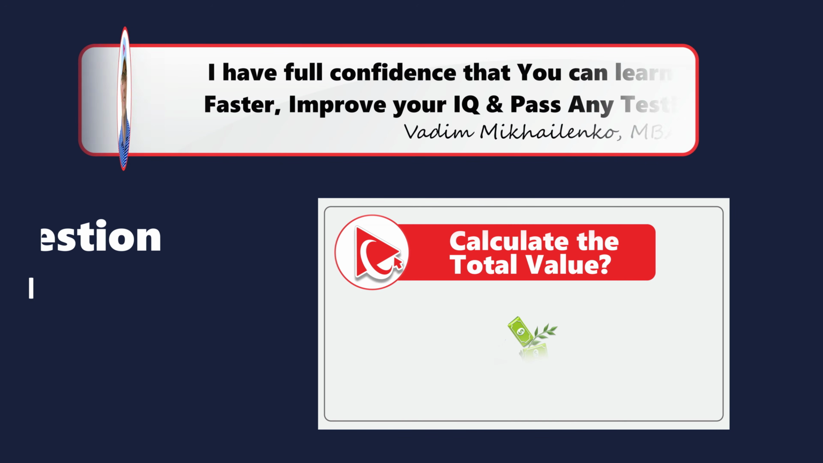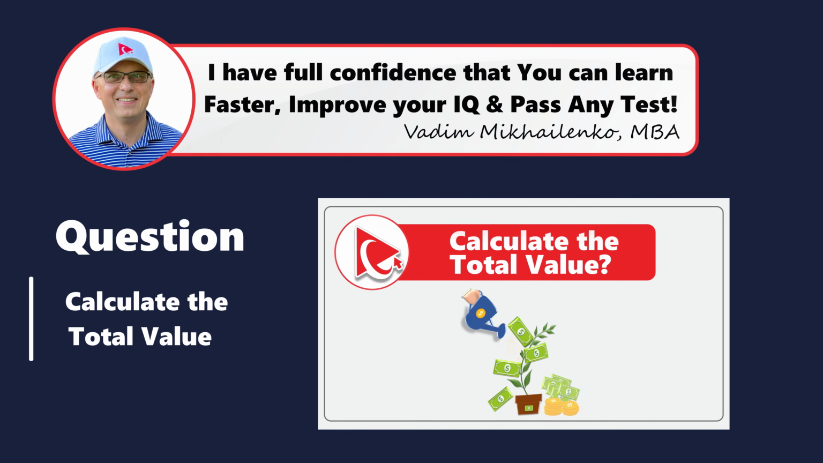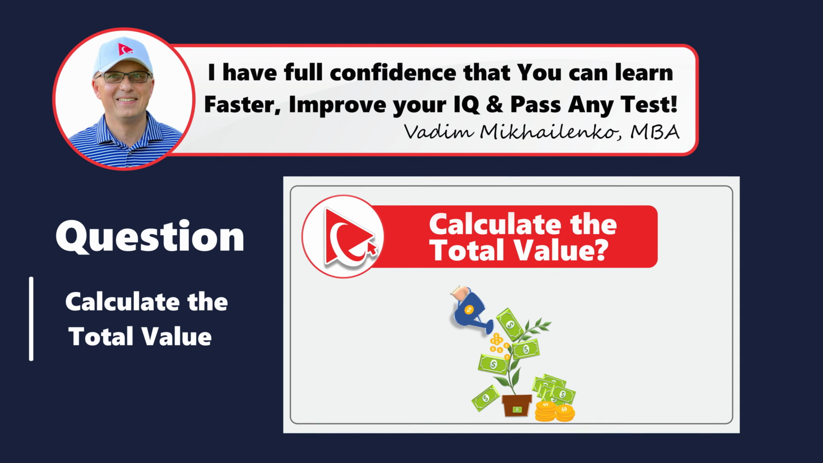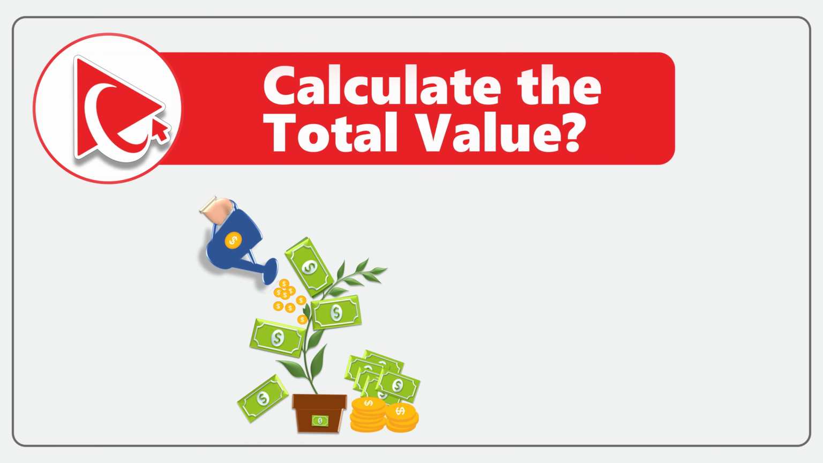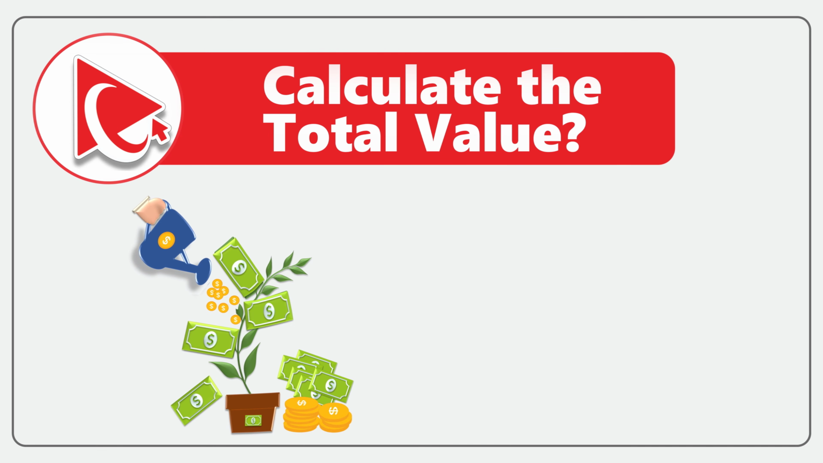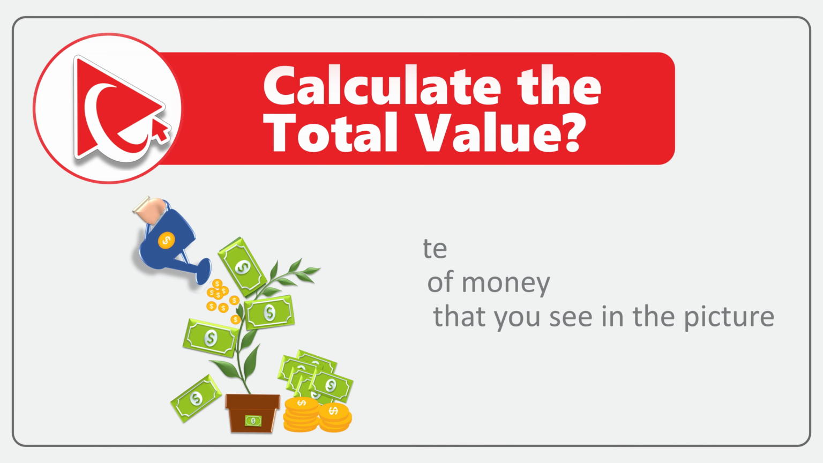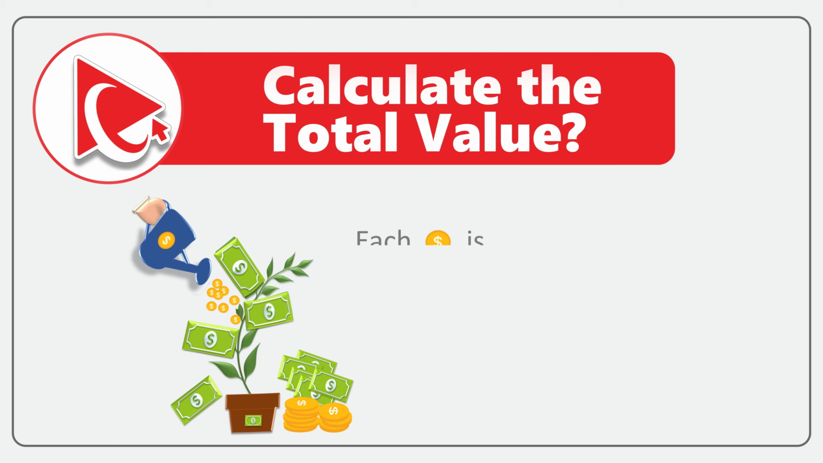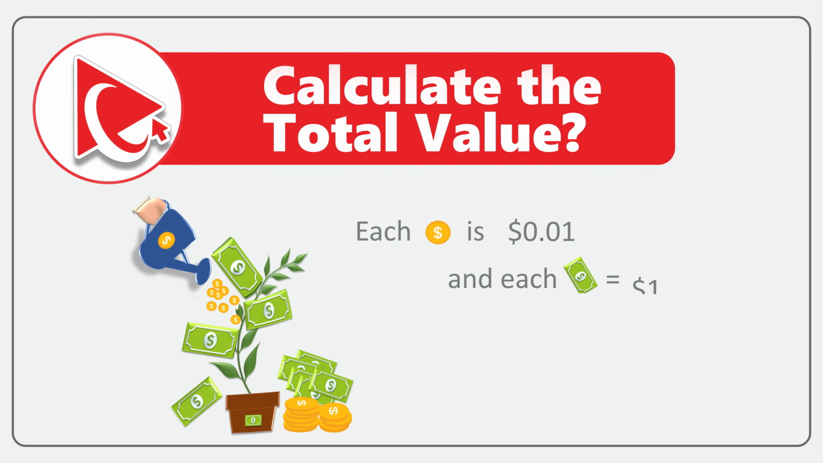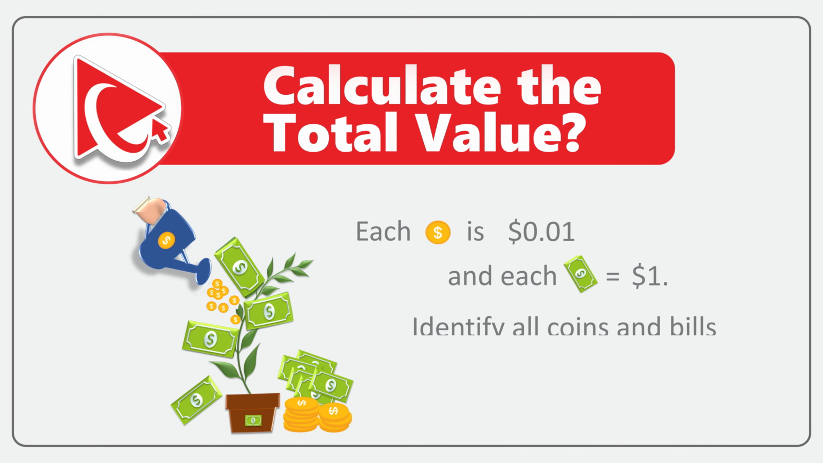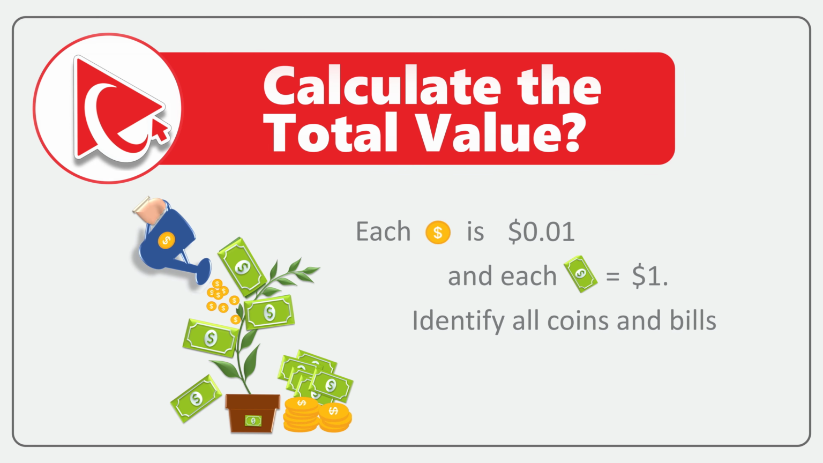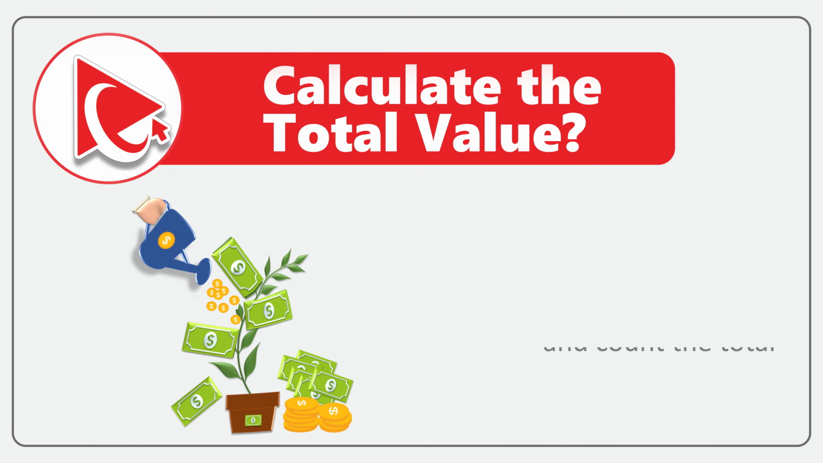Have you ever dealt with the money tree? Well, now it's your opportunity, and it's your opportunity to check your attention to detail. You're presented with the money tree making enterprise, and you need to calculate the total value of money that you see in the picture. What's interesting here is that each coin is 1 cent, and each bill equals $1. You need to identify all coins and all bills and count the total value. Once you complete the calculations, please select one out of 4 possible choices.